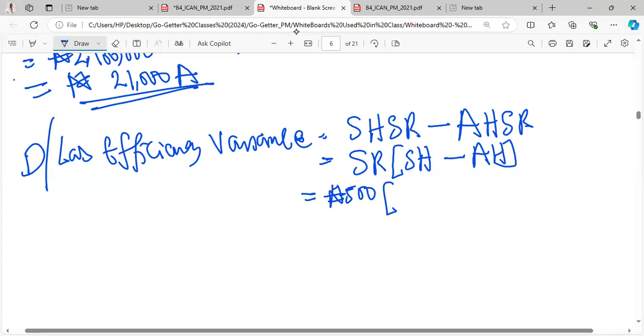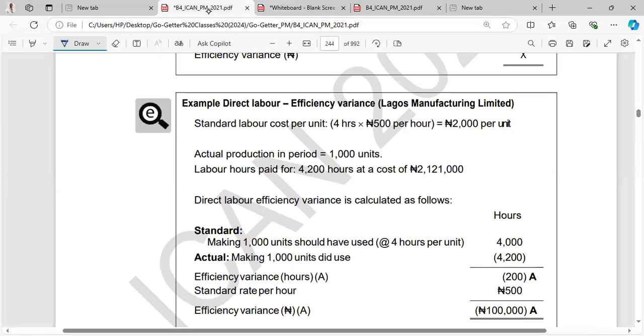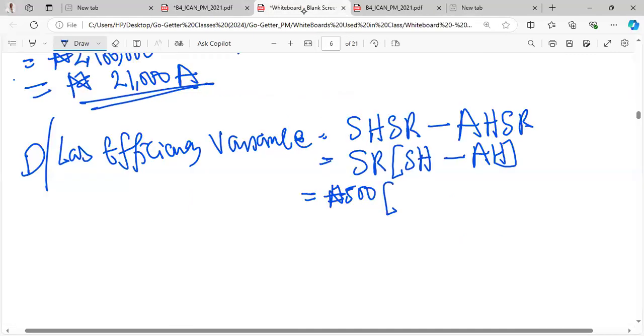Now, what is the actual standard labor hours? Our standard labor hours here is, standard labor hours. This is where you will not do that thing that you were saying. Standard labor hours should have been 4 hours multiplied by 1,000 units. Then the actual labor hours was 4,200.